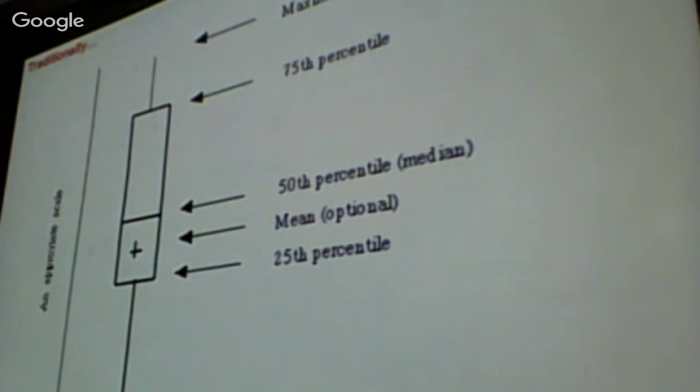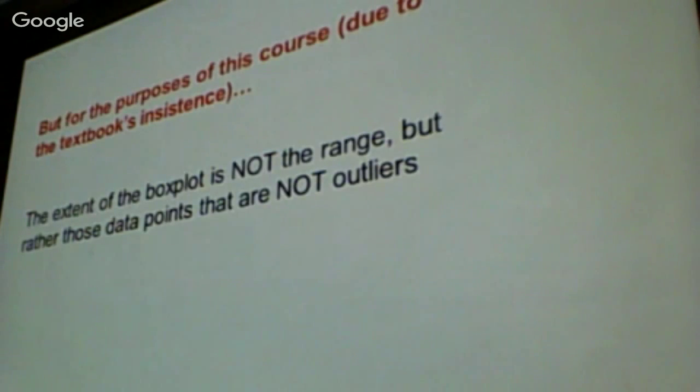So here's my data. This is the IQR of my data. And this is the median of my data. My mean, sometimes I could put it in here, right? And this is the range of my data. Now, people differ on whether or not the range should include the outliers. I conform to the textbook definition for this. The textbook says that the box plot does not include the outliers in the range. The box plot only includes those that are not outliers.